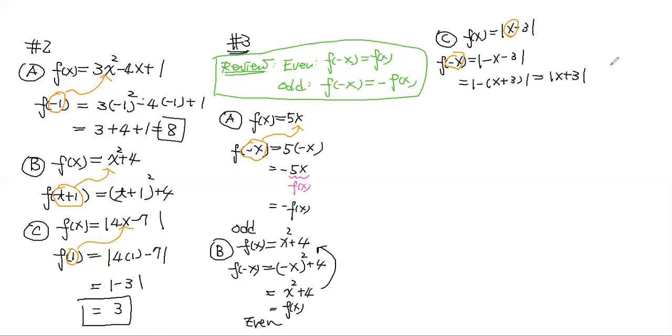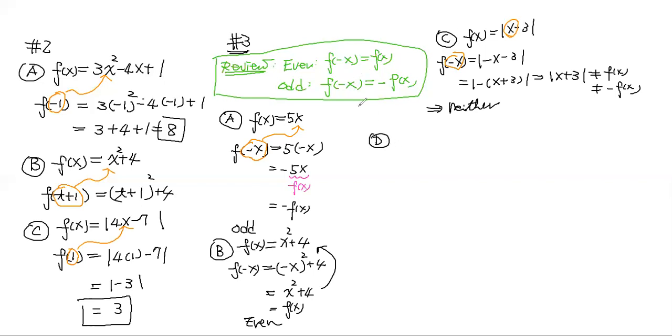All right, so you know x plus 3 is not equal to f of x, and it is not equal to negative f of x. So what type of function is this one? It's neither. So it's not even, and it's not odd, right? Okay, now let's take a look at part d.